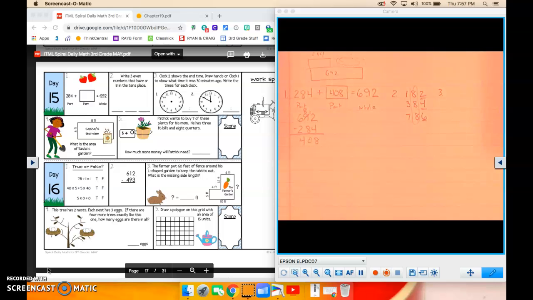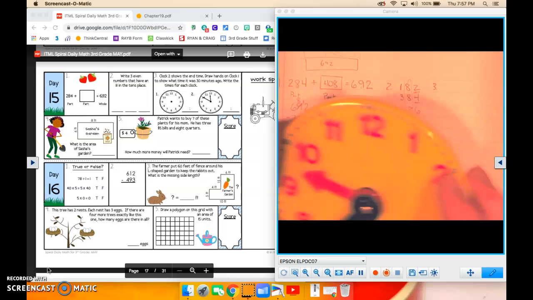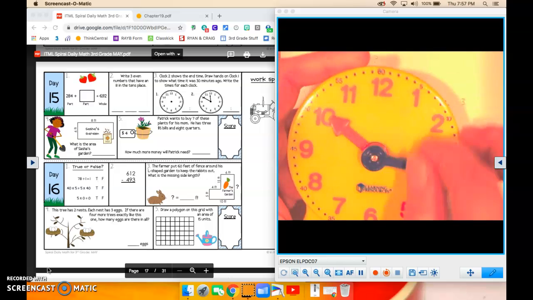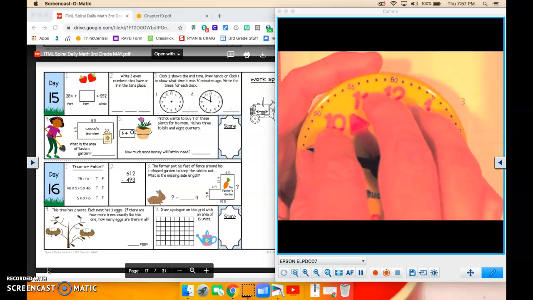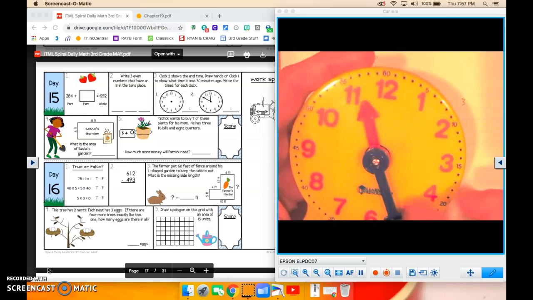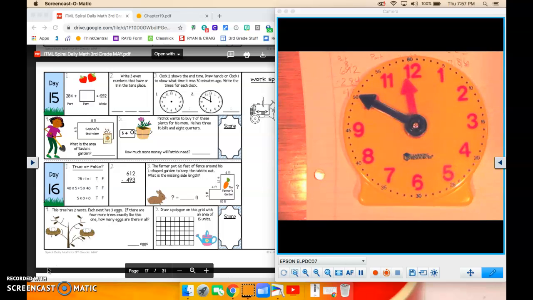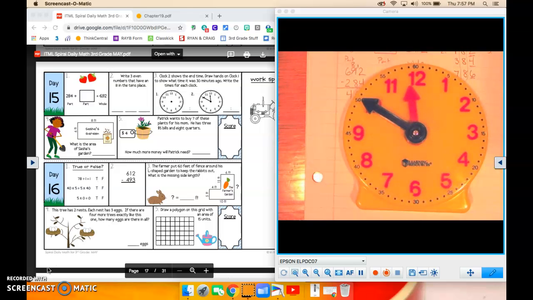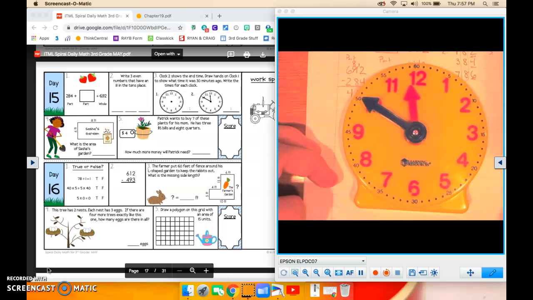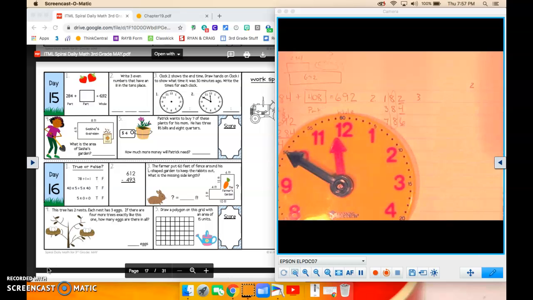Okay, here we are. Number 3. Clock 2 shows the end time. Draw hands on clock 1 to show what time it was 30 minutes ago. Write the times for each clock. So I look at clock 2 there, and I see that it is 10, 11, 11:45, 11:50. So it should look about like that, right? So it's not quite 12 o'clock, but I see it's 11:50. So clock 2, I have to move that down a little bit, right?